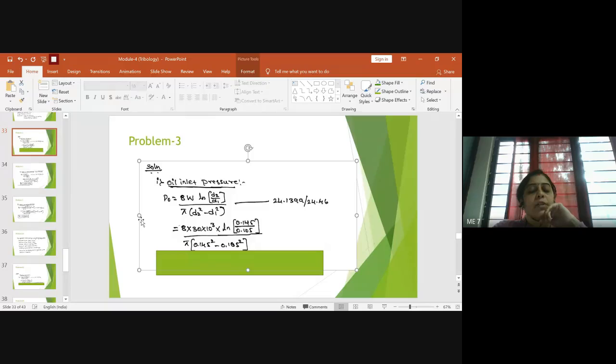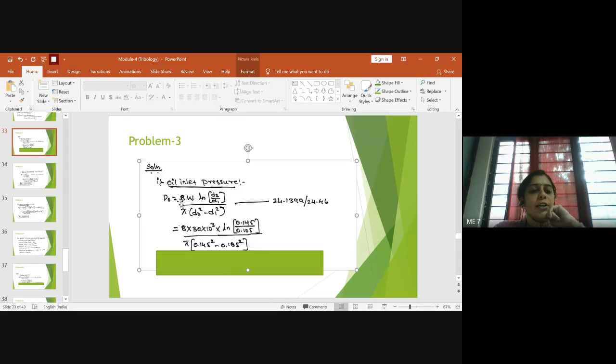So please write down the equation. Please do calculate sincerely, then only you get hands-on practice. P naught is equal to 8W into log of D2 by D1 divided by pi into D2 square minus D1 square. So again, 8 is a constant value you will retain as it is.